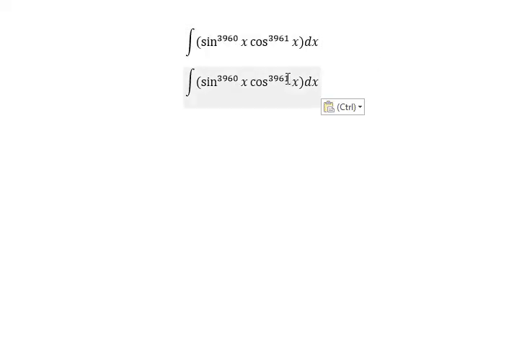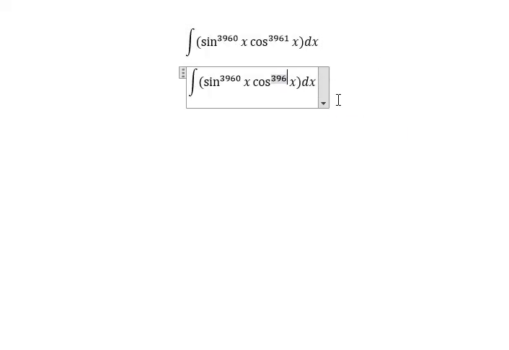Here, we can separate the number 1 with the cosine x, because cosine x multiplied with cosine x to the power of 3960, you will return back to 3961.